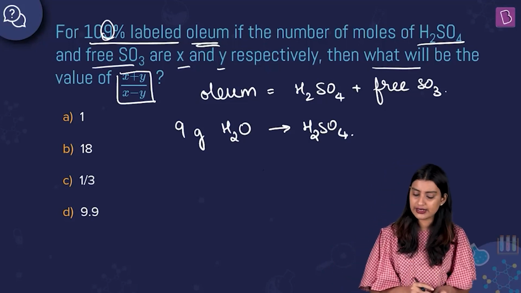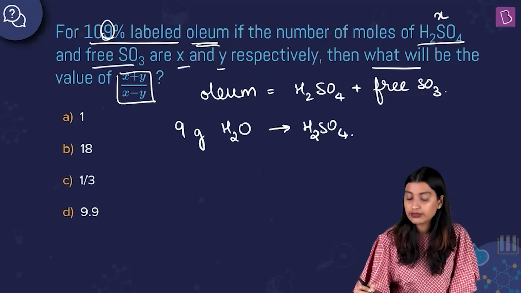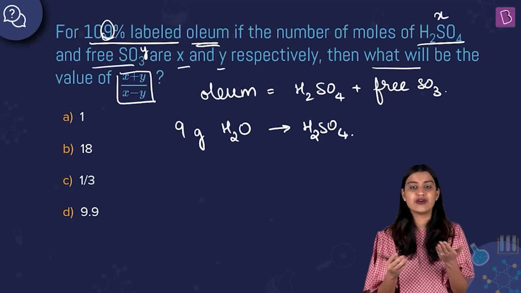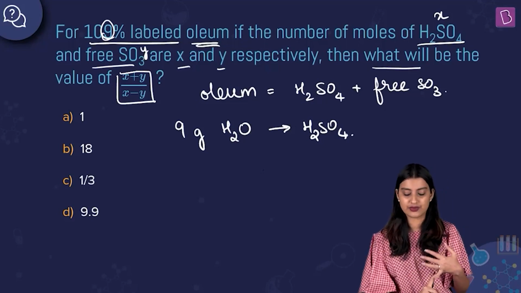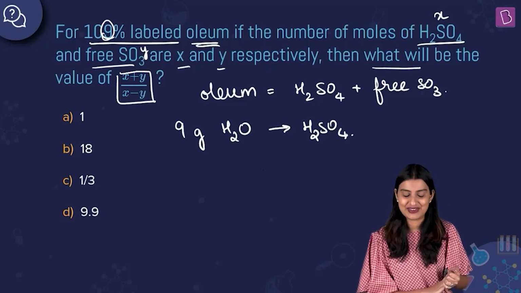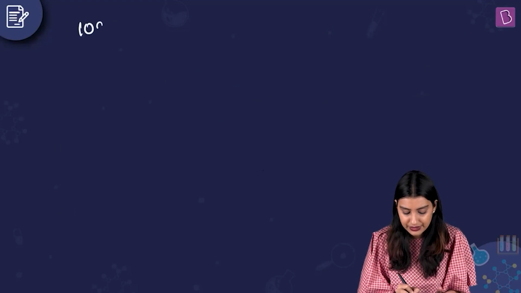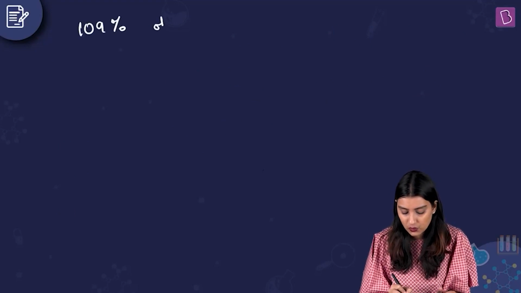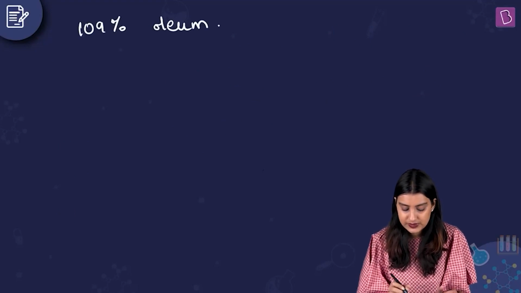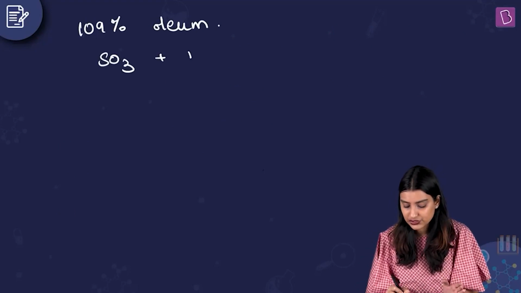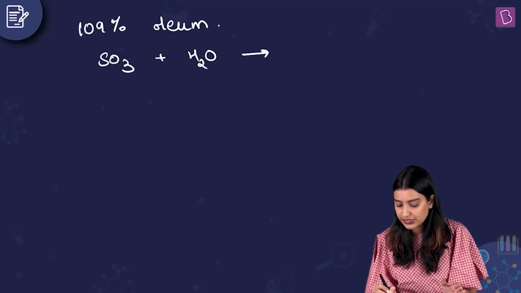So they're saying that the amount of H2SO4 in moles is X, and free SO3 is going to be Y. You have to find out (X plus Y) divided by (X minus Y). So first we have to find out X and Y, right? Let's get started. See, you have 109% oleum, which means you have a reaction SO3 plus H2O gives you H2SO4.